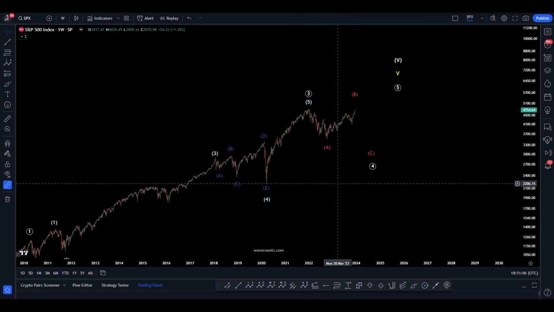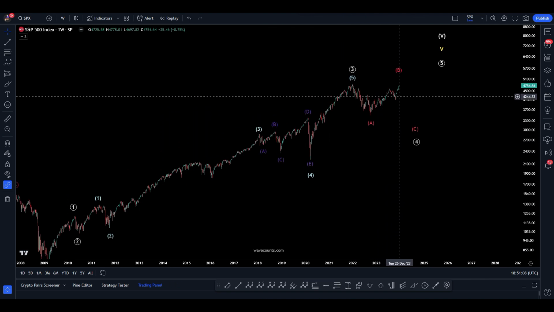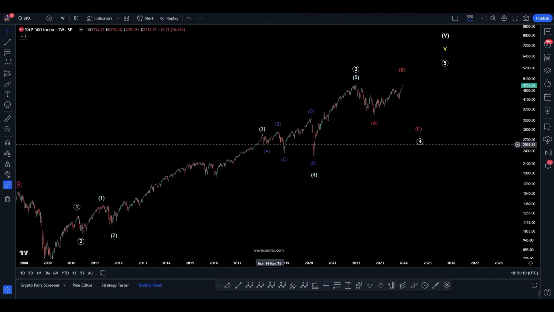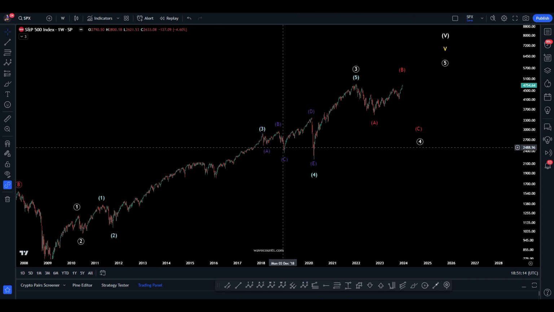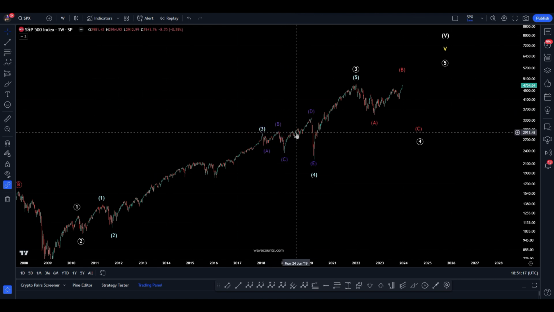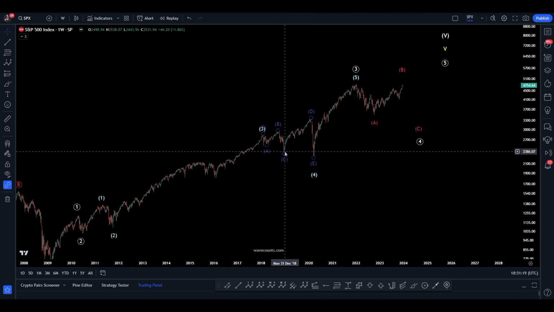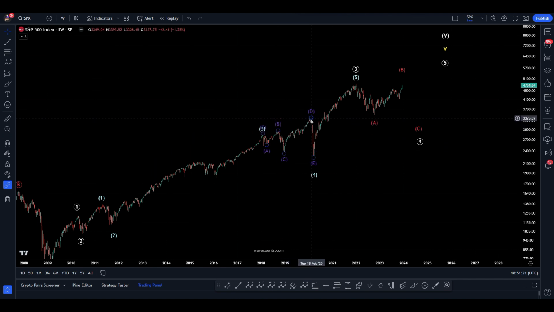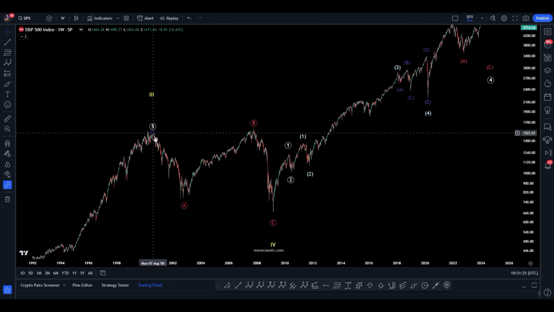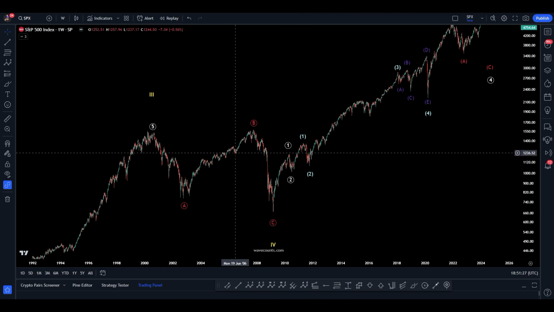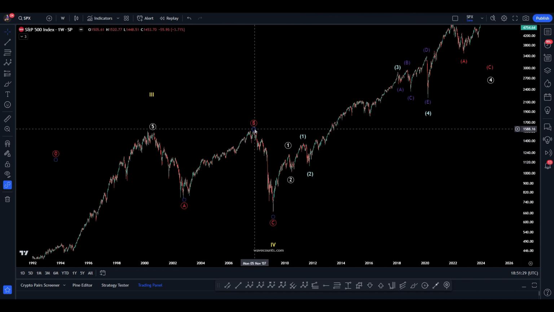Look at this B wave within the triangle. Breaks the high, dump. This is a D wave, but D waves have similar characteristics to B waves. D wave, break the high, dump. After the 2000 crash, B wave, bull market's back, baby. Just break the high, dump. Right? They're all fake.